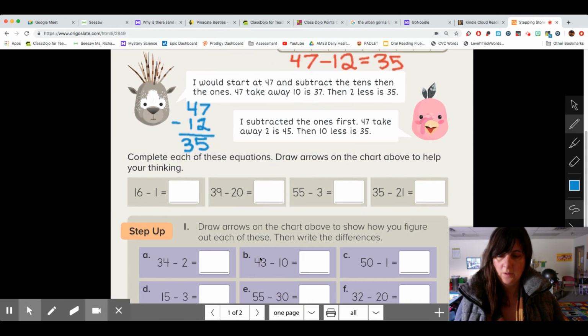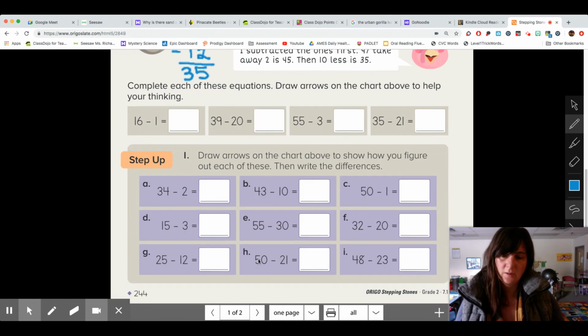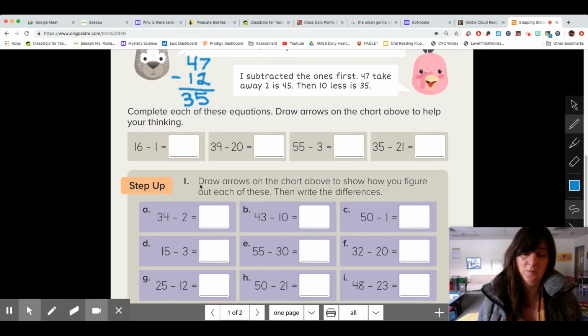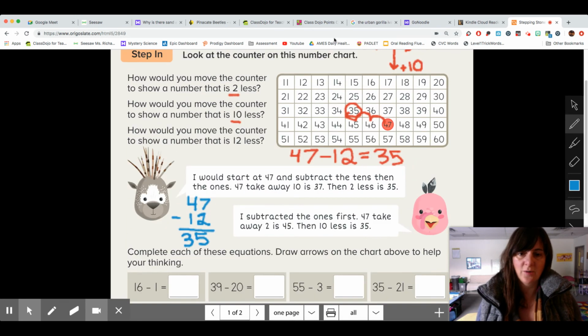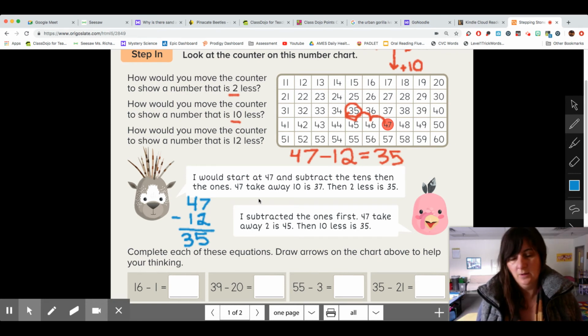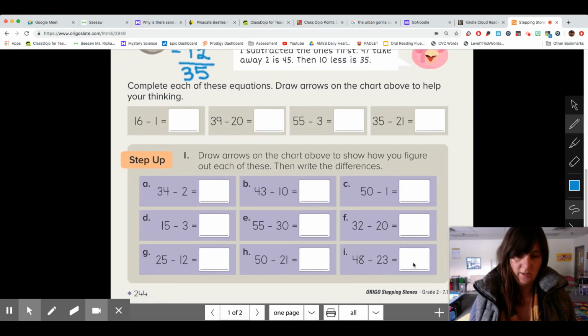All right. So complete each of these equations. Draw arrows on the chart above to help. So you guys have all of these equations. If you are using pencil, it's a really good idea to use pencil for this because if you're really using the hundreds chart, you might end up writing all over it. So you might want to erase before you do the next problem. That way it's nice and clear. So I'm not going to do any examples on this page. I'm going to go to the next page and use the other hundreds chart.